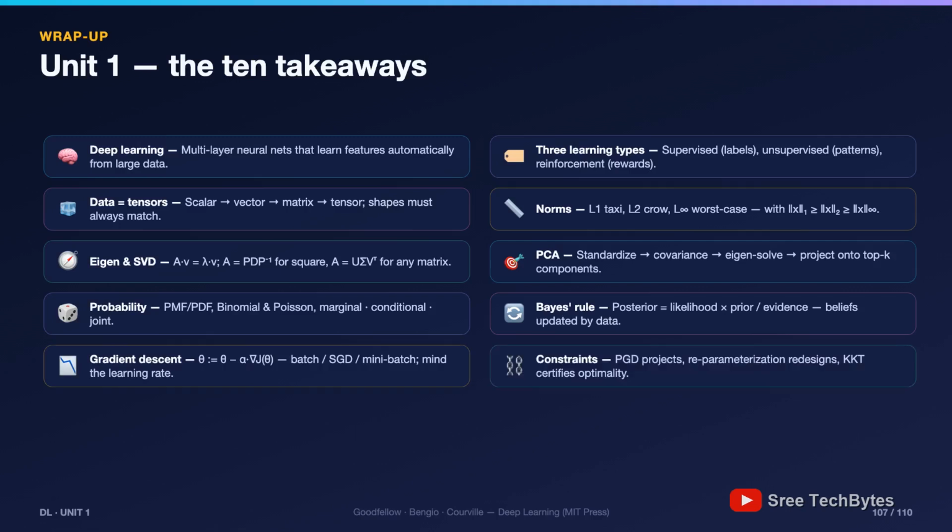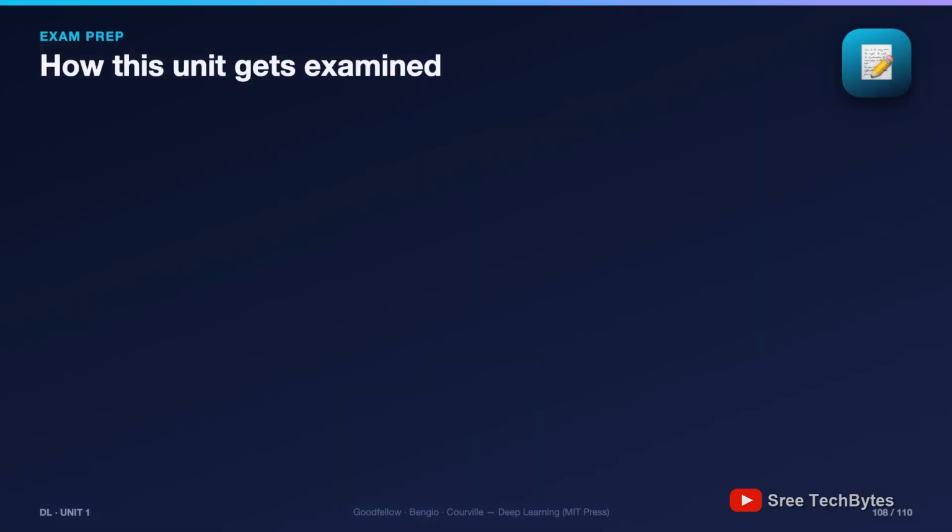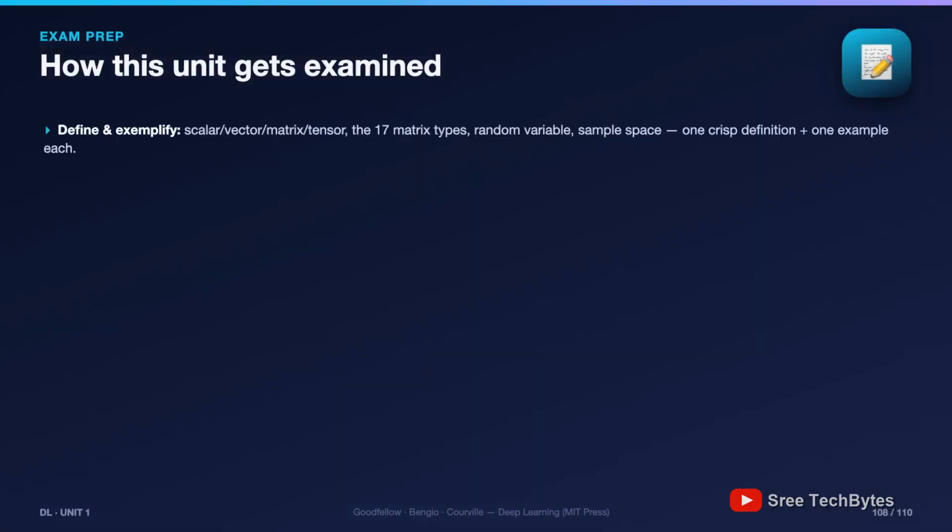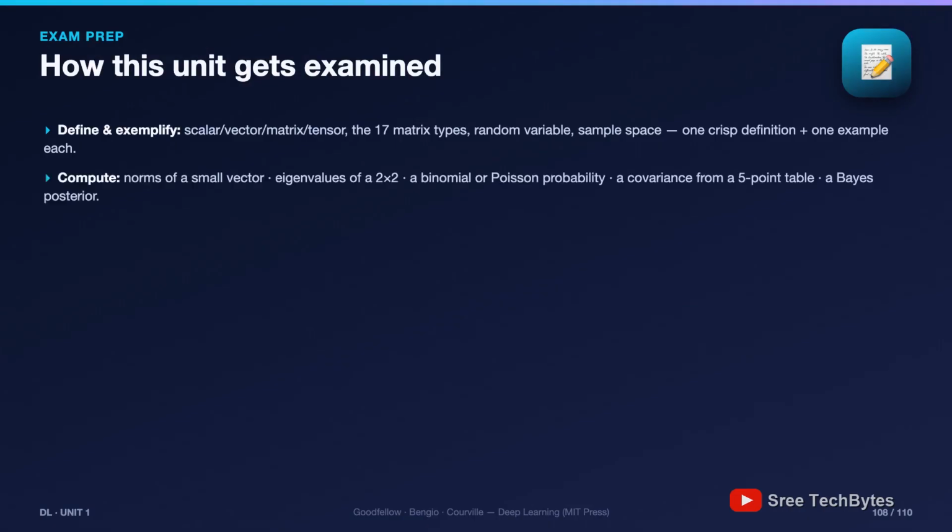If you can explain all 10 in your own words, you haven't just covered Unit 1. You own it. Let's talk strategy, how this unit actually shows up in exams. 5 question archetypes, and you've seen them all. Archetype 1: define and exemplify. Scalar, tensor, random variable, sample space. 1 crisp definition plus 1 example each.